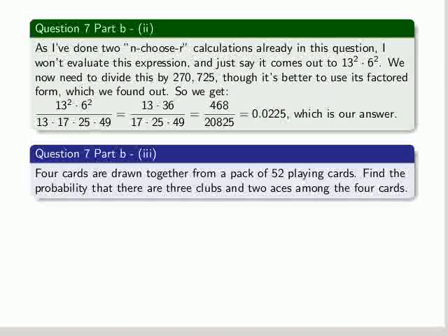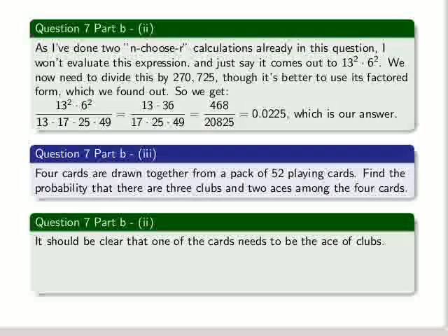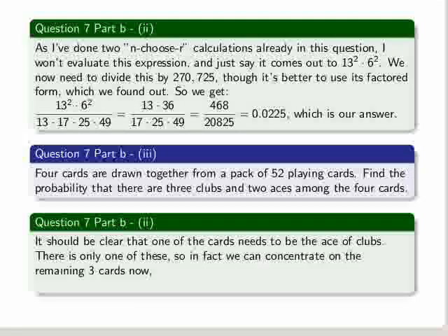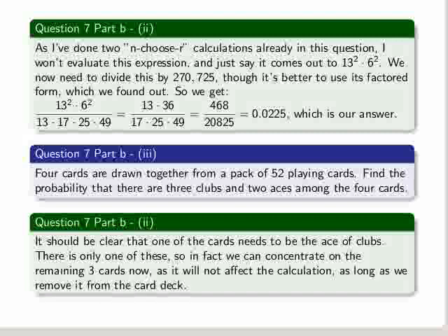So we move on to section 3. This time we have to find the probability that there are 3 clubs and 2 aces among the 4 cards. It should be clear that one of the cards needs to be the ace of clubs. There is only one of these, so in fact we can concentrate on the remaining 3 cards now, as it will not affect the calculation, as long as we remove it, that's the ace of clubs, from the card deck.